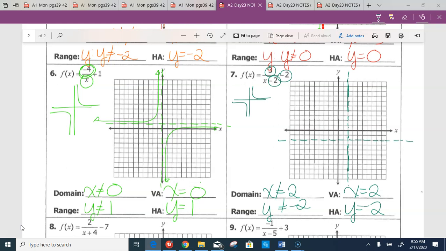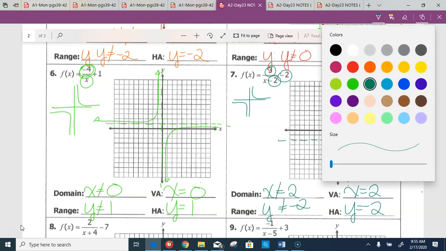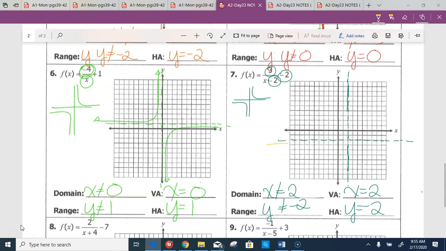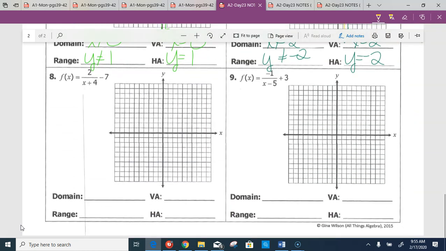Now, I don't have any kind of reflection going on. I can go ahead and create my general graph, which will look pretty much like that. It should be maybe a little more flattened or a little wider, more of a curve maybe. But for right now, I just want to get the general shape. And that's what it would look like. Now, let's go ahead and go on to number 8.